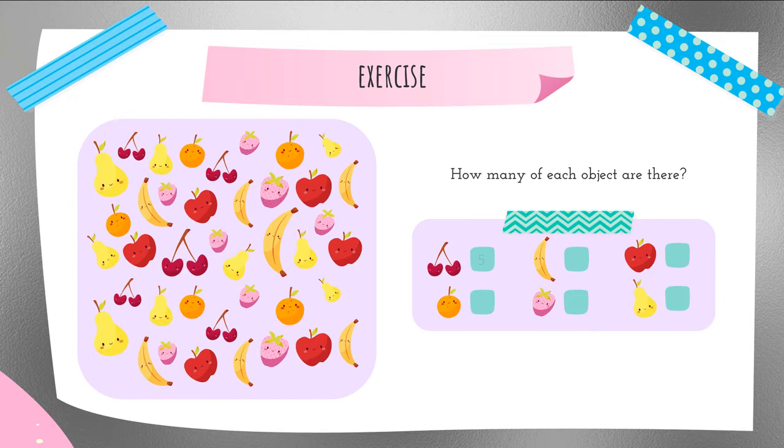There are 5 cherries. There are 5 oranges. There are 7 bananas. There are 8 strawberries. There are 6 apples. And finally, there are 9 pears.